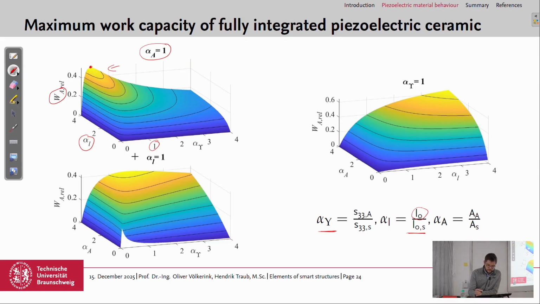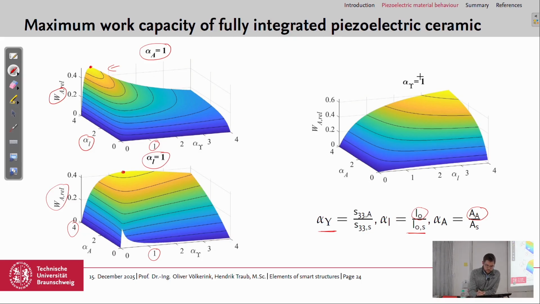And here in this next diagram we set alpha L to 1, so same length between actuator and structure, and then the maximum work capacity is maybe about here, so the stiffness ratio is close to 1, and we now want an area ratio of 4 to get the maximum work capacity, which means more actuator cross-section than structure.